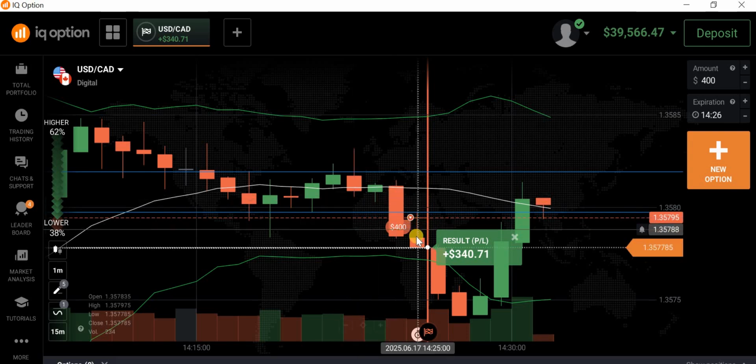So I waited for the candlestick to go back. If I had taken the trade here, I would have won. But just to be careful, to be sure, you wait for the candlestick to go back up. When it goes back up, you do your put trade. And then it comes down.